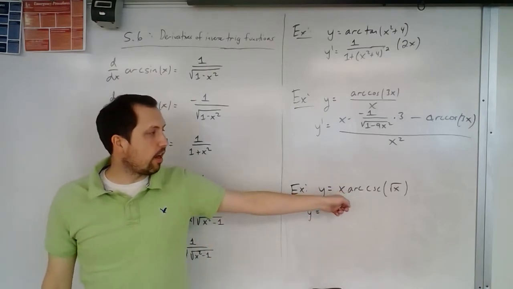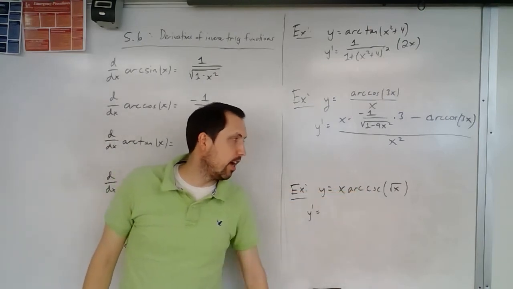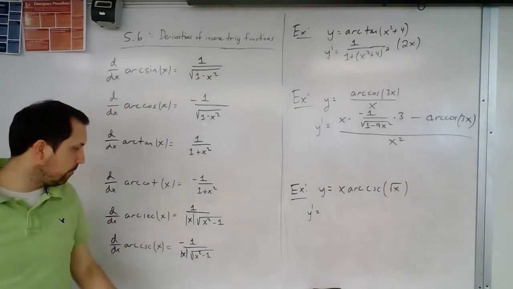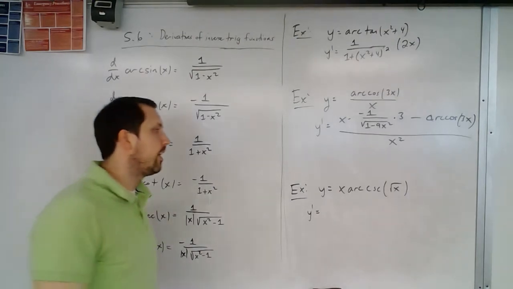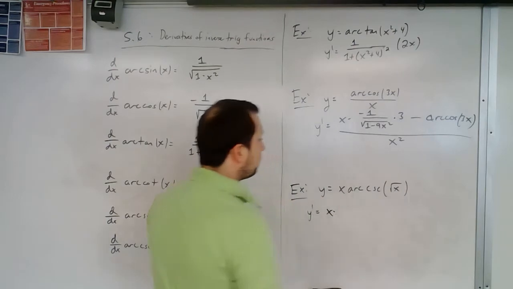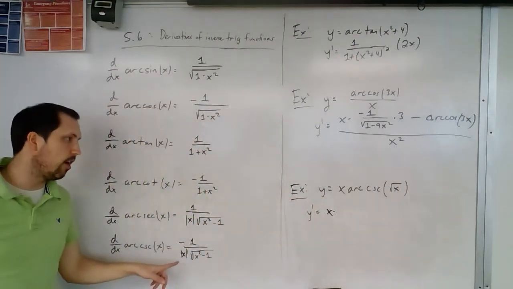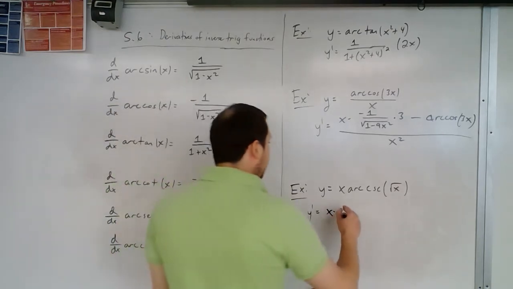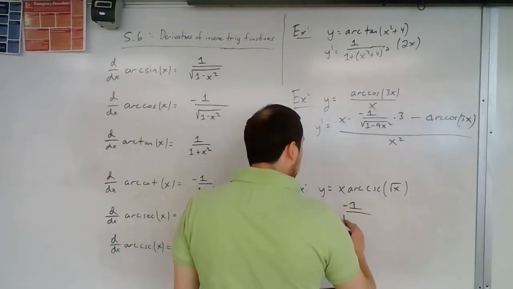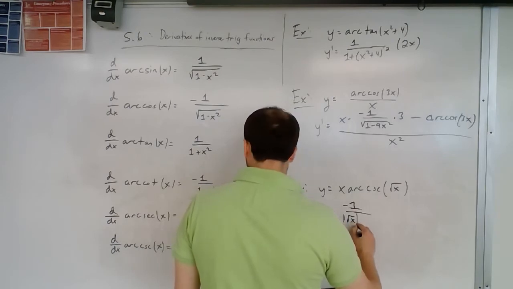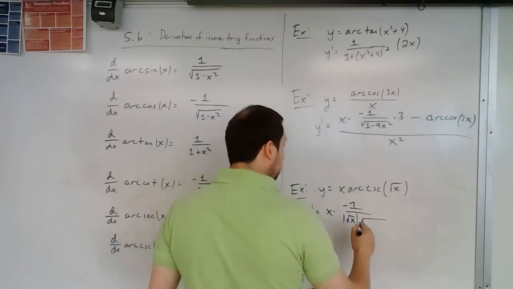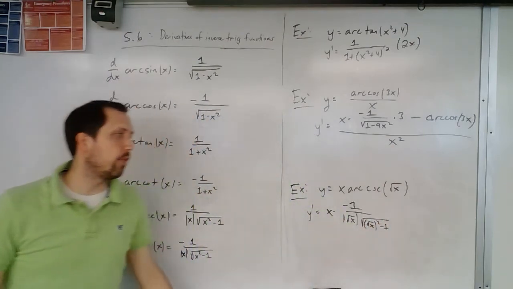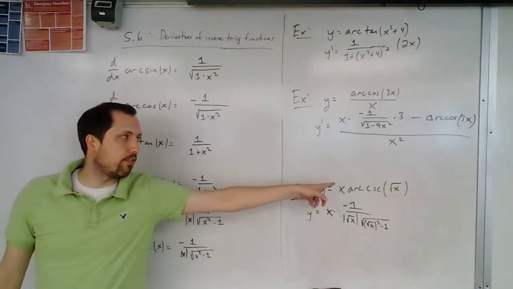Here, we have x times the arc cosecant of the square root of x. Again, the first rule we need is the product rule, then we use this. So I'm going to take the first times the derivative of arc cosecant of the square root of x. So now I have a negative 1 over the absolute value of the square root of x times the square root of the square root of x quantity squared minus 1. So that's what happens when I take the derivative of arc cosecant.